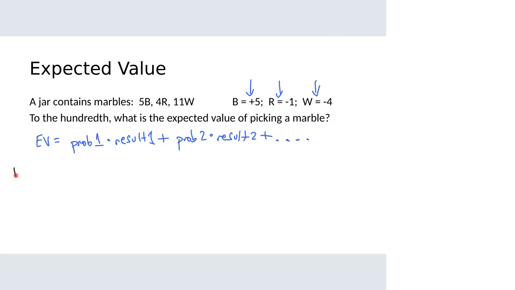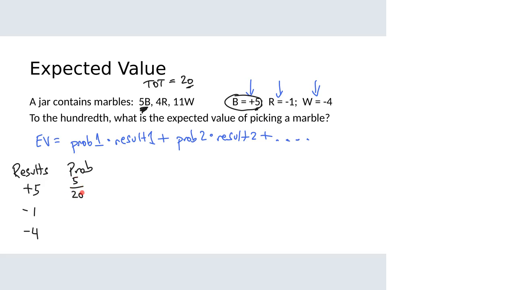When we did these, we set up a little table that had our results and the probabilities that go with them. Our results here, we're either going to win 5, lose 1, or lose 4. And now we need the probabilities of each of those. Probability is still successes over outcomes. In order to win 5, I would have to pick a blue marble. There's 5 of those out of, well, I'm going to need my total. 5 and 4 is 9, 11, there are 20. So the probability of picking a blue marble and winning $5 is 5 out of 20.